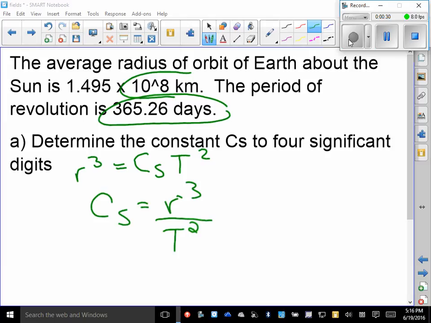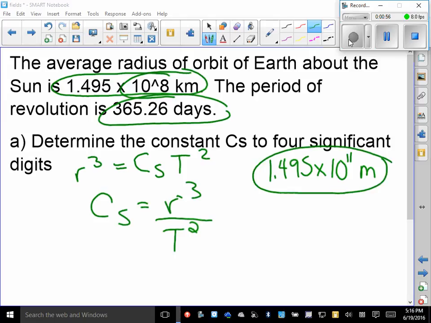Okay, now I need to change my distance from kilometers into meters. And this is quite easy because there's 1,000 meters in each kilometer. So I need to take that value and times by 1,000, or times by 10 to the 3. So this is just going to be 1.495 times 10 to the 11 meters. Okay, that one's not too difficult.